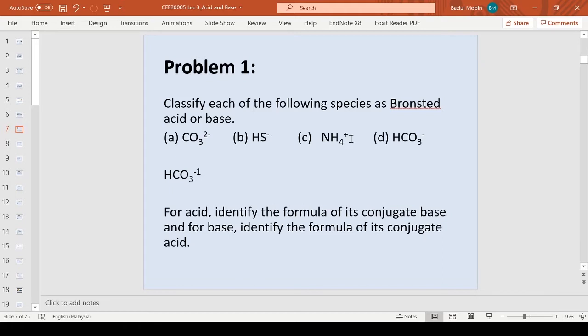Ammonium ion, we have seen in the example previously, it can donate one hydrogen ion, so it can act as an acid, and this hydrogen carbonate that we already have talked about.